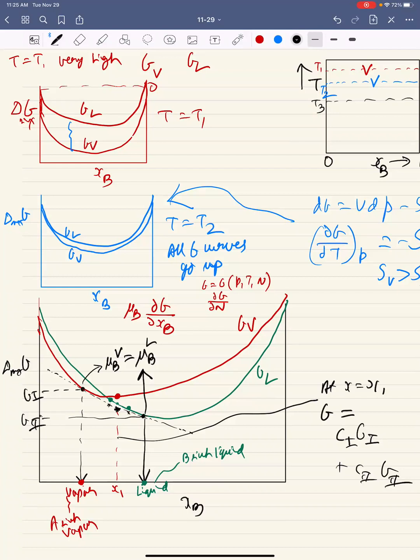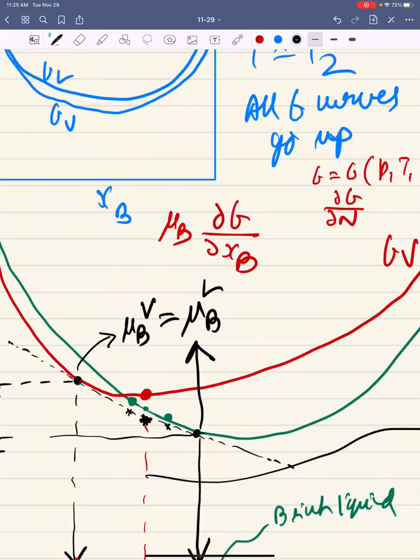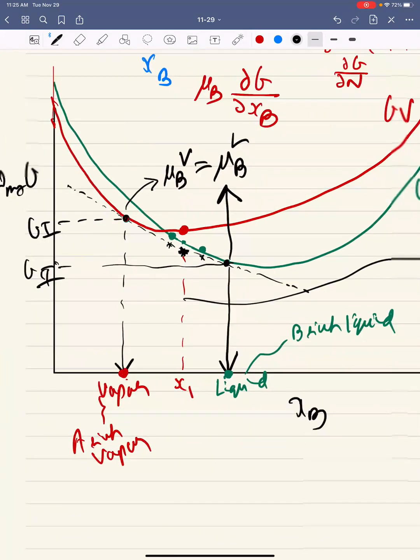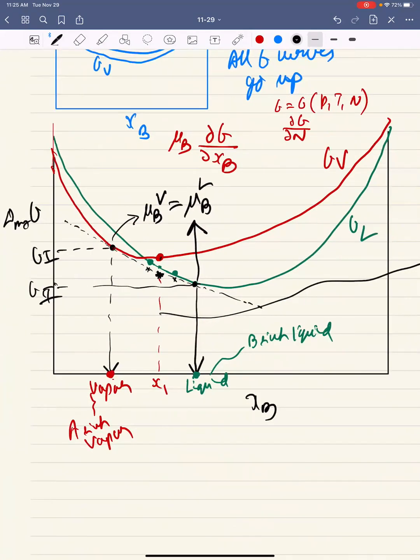So it's after Thursday's class, it will glue together. Okay, so for now, the thing to keep in mind is if at composition X1 you were all vapor, you would have the free energy GV. If you were all liquid, you would have the free energy GL.